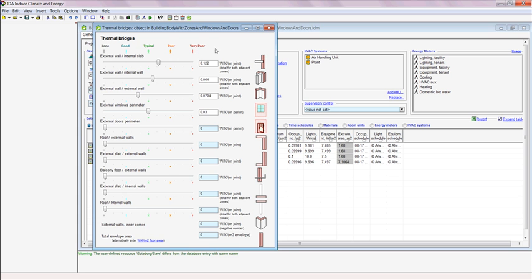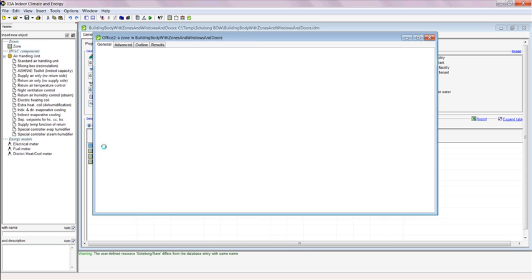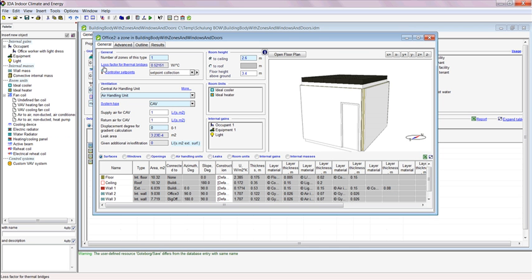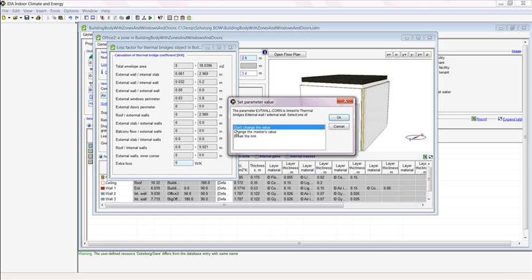Once we have defined all the data, IDA calculates for every zone a loss factor due to thermal bridges. This loss factor is obviously a function of the geometry which we have defined for the zone. By clicking on the link, it's also possible to view the data which has been used for the calculation of the loss factor. And in here it's also possible to carry out local changes associated with this particular zone.